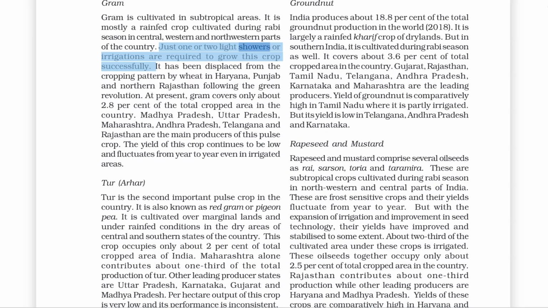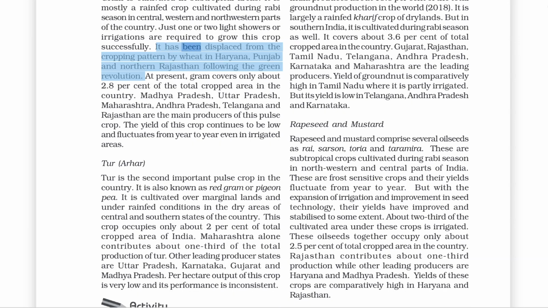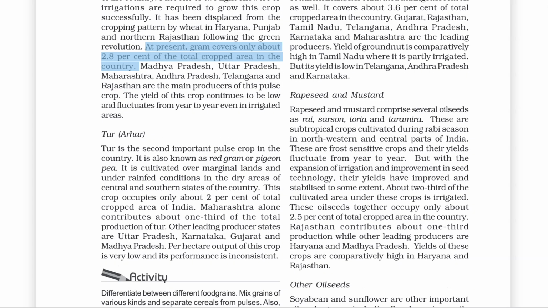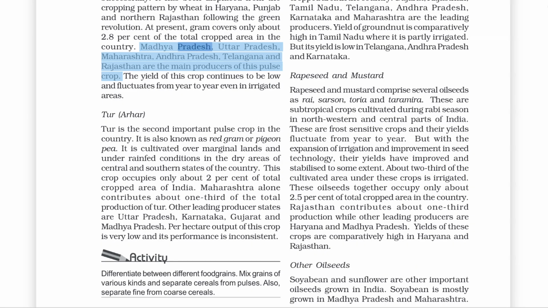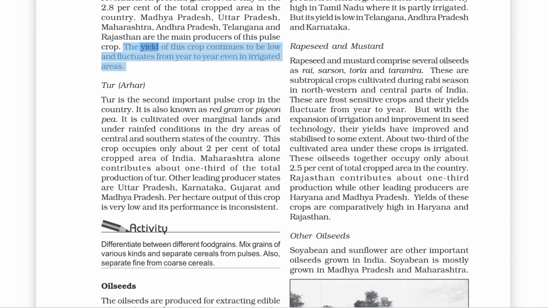Just 1 or 2 light showers or irrigations are required to grow this crop successfully. It has been displaced from the cropping pattern by wheat in Haryana, Punjab, and northern Rajasthan following the Green Revolution. At present, gram covers only about 2.8% of the total cropped area in the country. Madhya Pradesh, Uttar Pradesh, Maharashtra, Andhra Pradesh, Telangana, and Rajasthan are the main producers of this pulse crop. The yield of this crop continues to be low and fluctuates from year to year even in irrigated areas.